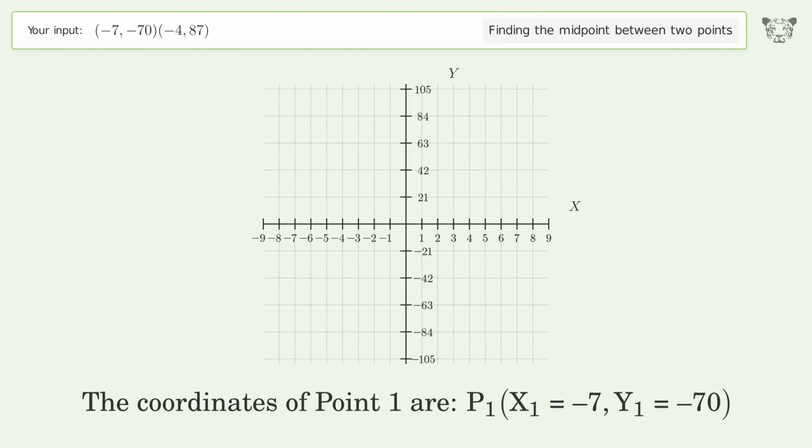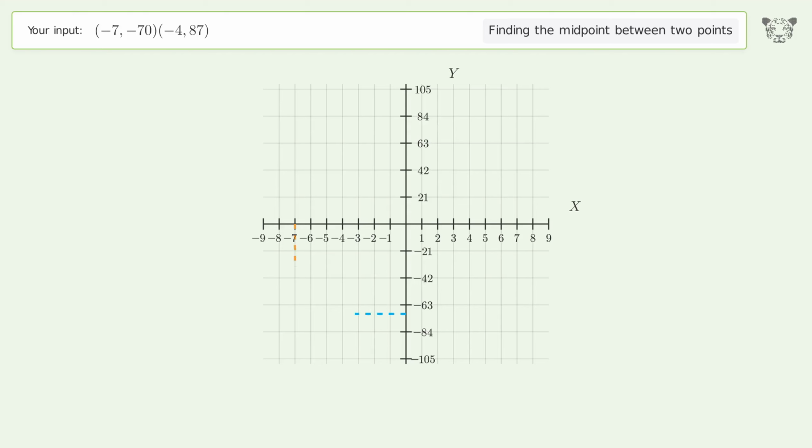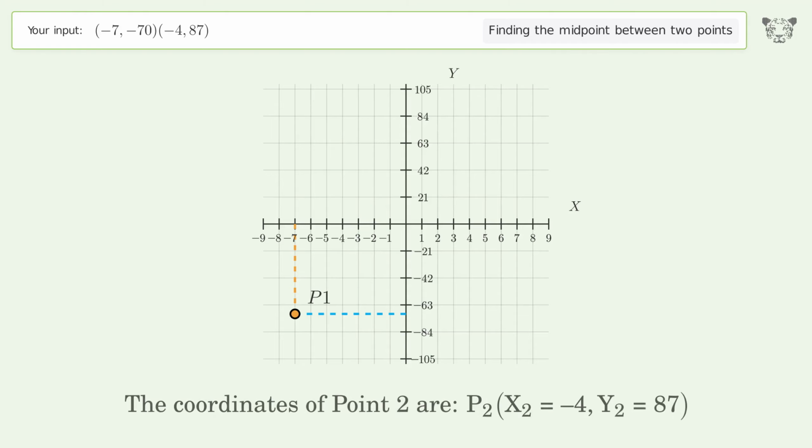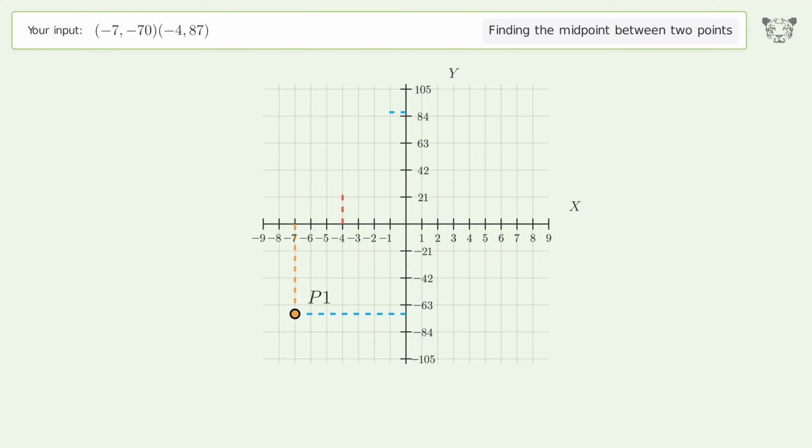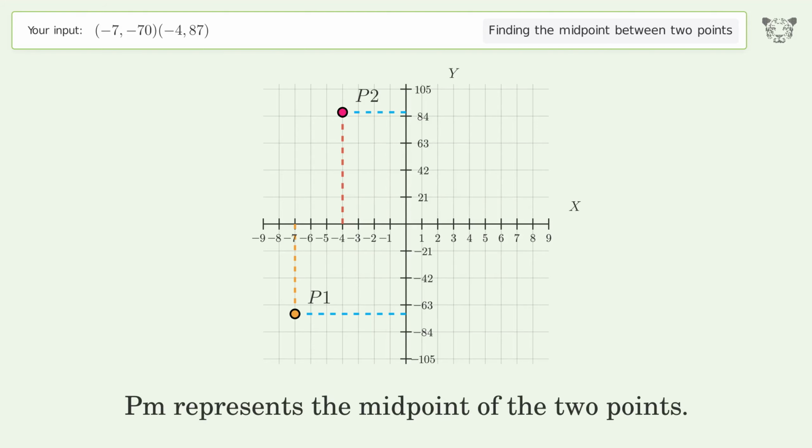The coordinates of point 1 are, x1 equals negative 7, y1 equals negative 70. The coordinates of point 2 are, x2 equals negative 4, y2 equals 87. PM represents the midpoint of the 2 points.